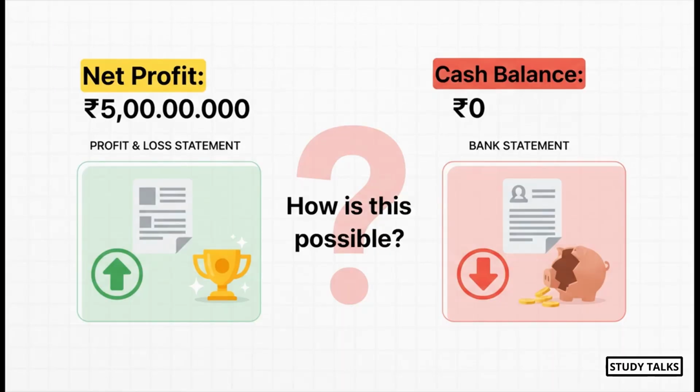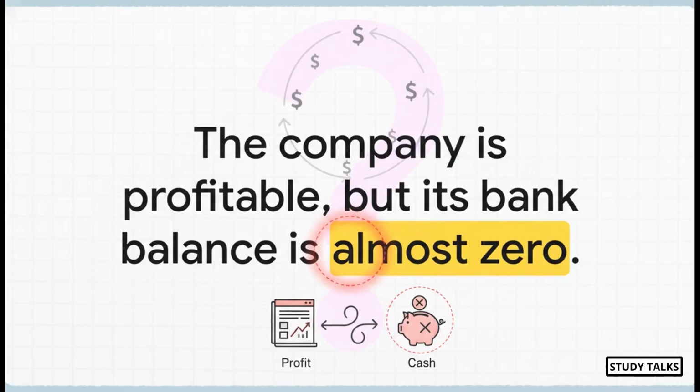Okay, picture this. You're sitting in the exam hall. You open up the paper, and you see a company's profit and loss statement. And boom, a massive 5 crore rupee net profit. You're thinking, wow, this company is doing great, right? Well, maybe not. Because right after that, you look at their balance sheet and you see the bank balance is practically zero. So what happened? Where did all that money go?